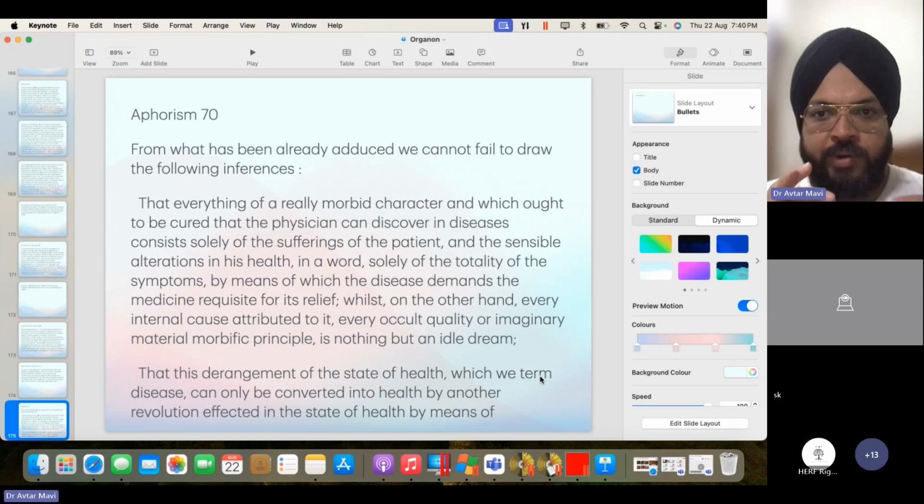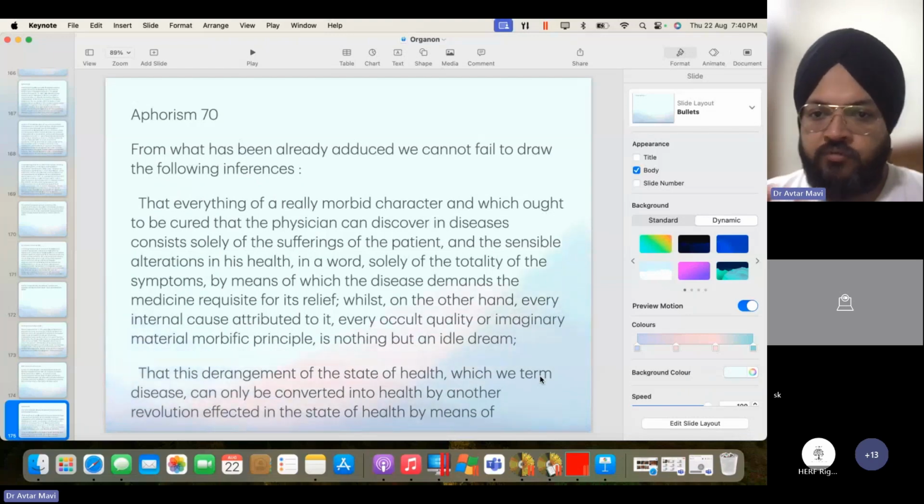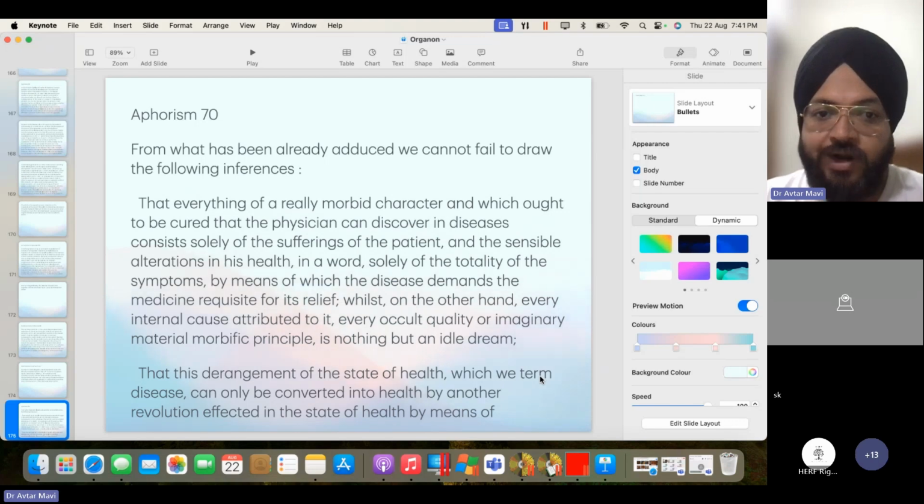That everything of a really morbid character and which ought to be cured, that the physician can discover in diseases, consists solely of the sufferings of the patient and the sensible alterations in his health. In a word, solely of the totality of the symptoms, by means of which the disease demands the medicine requisite for its relief. So he's saying that whatever is diseased, whatever is morbid in an organism, the physician can discover that part from the totality of the symptoms, from what kind of suffering the patient is telling or going through, what are the alterations in his sensible being. Those symptoms basically tell us what kind of morbidity or disease is there and what kind of medicine is required.